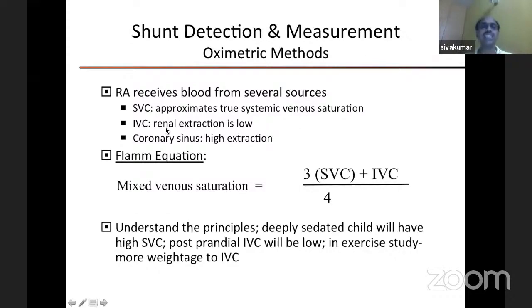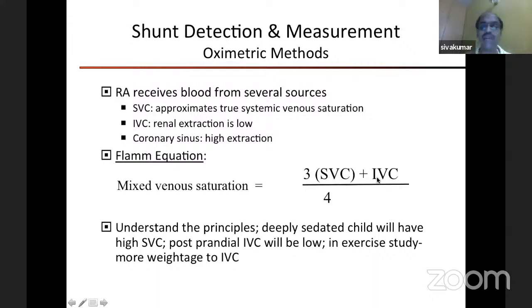The shunt detection is by finding out the mixed venous saturation. The right atrium receives blood from the superior vena cava, inferior vena cava, and coronary sinus. Coronary sinus will have a high extraction, so it is low in oxygen saturation. IVC will have a low renal extraction, so it will be high in its saturation. So in the majority of children, they will be using only the superior vena cava. However, we need to understand that in an adult, only 30% of blood comes from the superior vena cava, and if you don't factor in the inferior vena cava, it may not be correct.